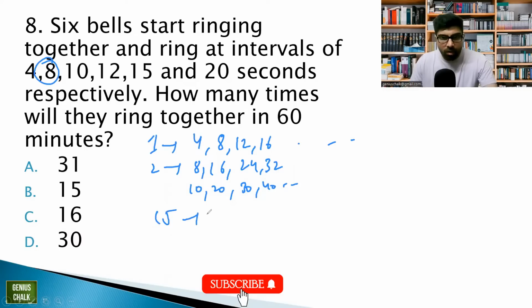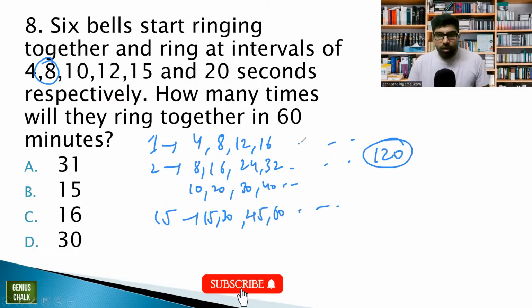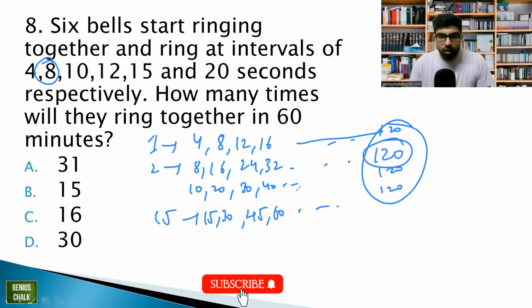Similarly, 15 will be 15, 30, 45, 60. They will meet like this. So their simultaneous meeting must be happening at their LCM. So at 120, everyone will be meeting. So they will ring together again.